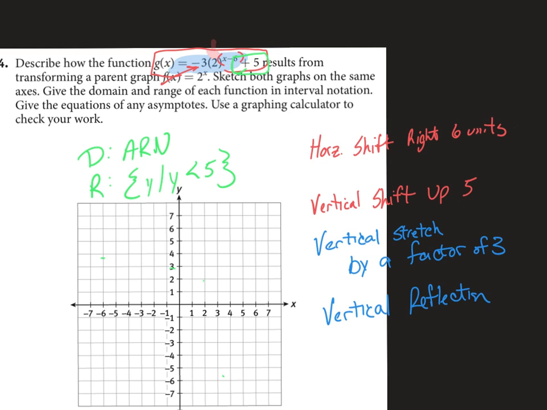Graph that and take a look at it. A lot of you are going to want to find the domain and range with a graph. I prefer to use a graph to find the domain and range. If you've got your graphing calculator, why not use it?